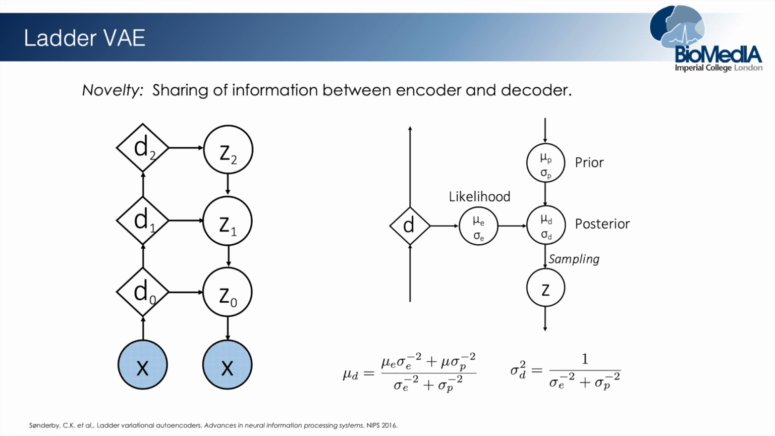In the original paper that was presented at NeurIPS, the authors claimed that you can actually learn a better generative model because you learn a better prior from the data.